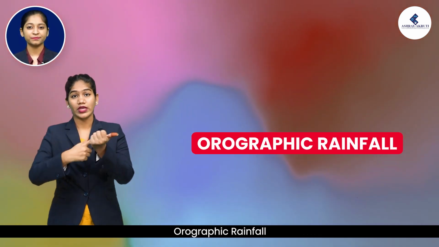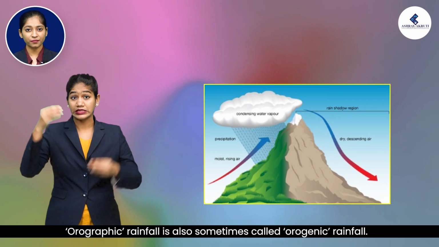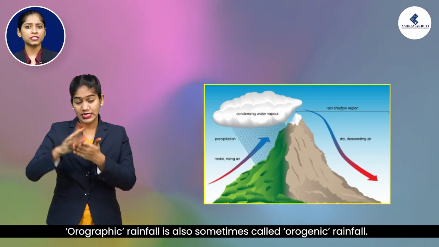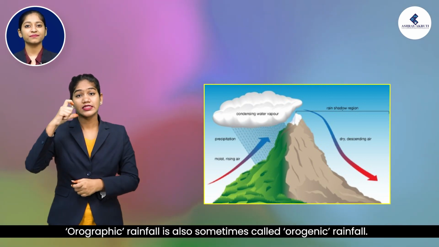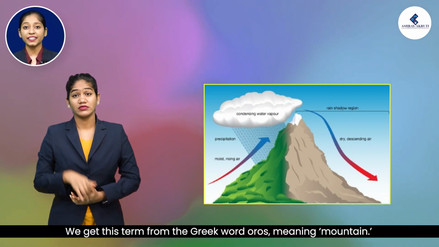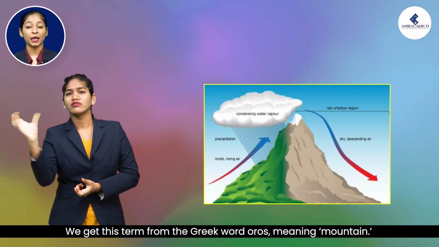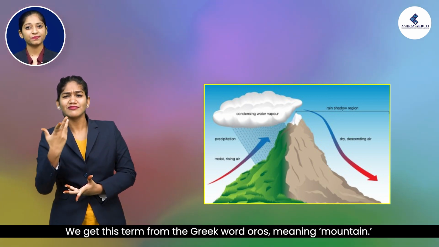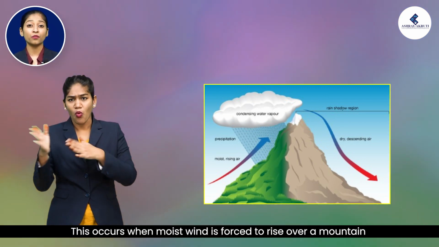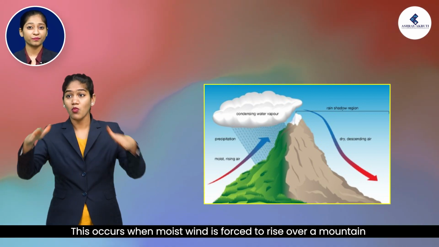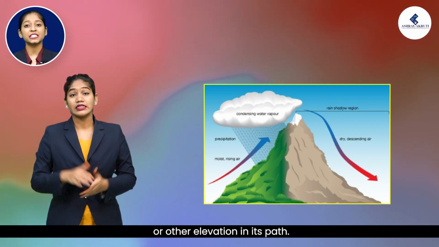Orographic rainfall. Orographic rainfall is also sometimes called orogenic rainfall. We get this term from the Greek word oros, meaning mountain. This occurs when moist wind is forced to rise over a mountain or other elevation in its path.